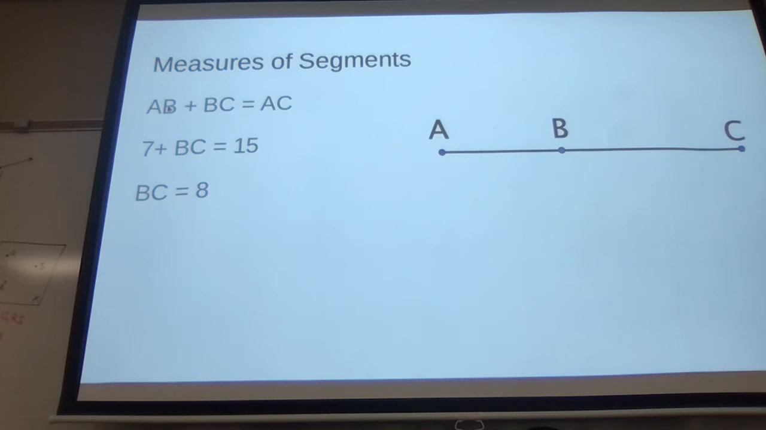AB was 7. BC is the one we're looking for. AC was 15. If you solve that equation, you would subtract 7 from both sides. 15 minus 7 is 8. Any questions with that?